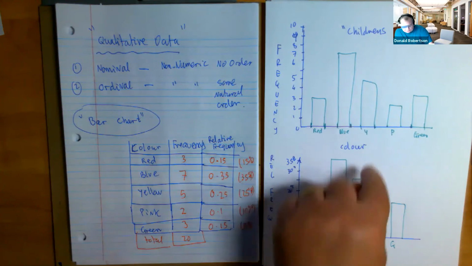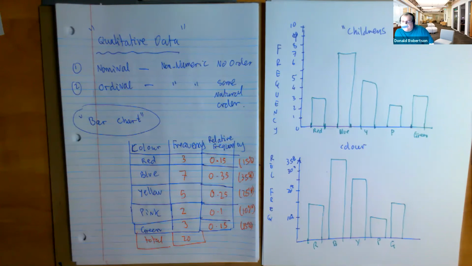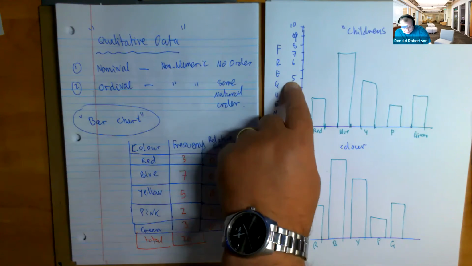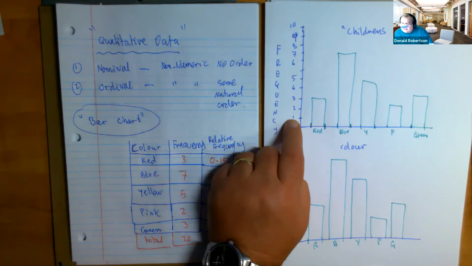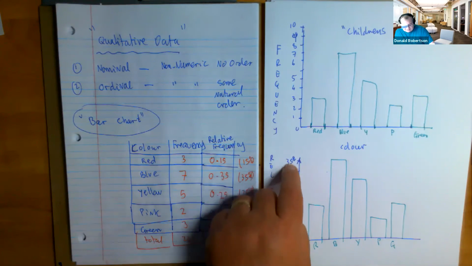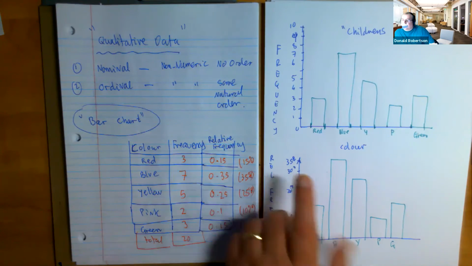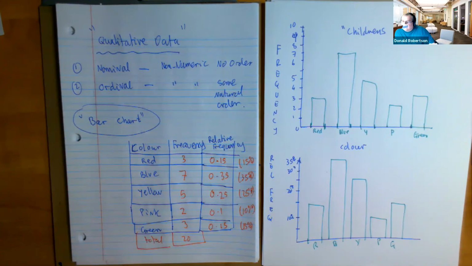If you look at these two side by side, aren't they basically the same picture? They go up and down relative to each other the same amount. So the only difference between this particular bar chart and this bar chart is that the vertical scale is the raw data, the frequencies, and here the vertical scale is the relative frequency.